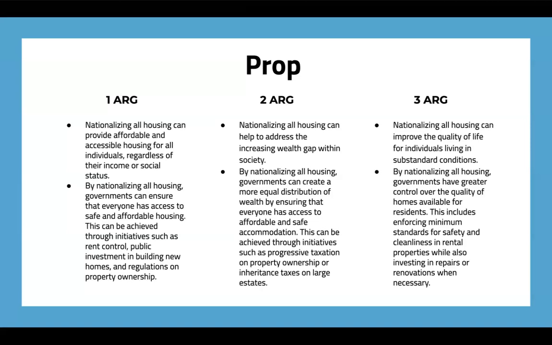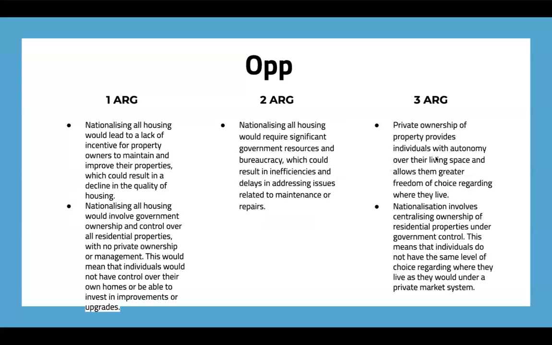And then lastly, it can improve the quality of life for individuals living in bad conditions. So as we know, landlords usually do not really care about the tenants. They care about the tenants' money. So that means painting over mold and just leaving it there, or not taking care of the rats that are running around in the apartment. And the government would be forced to take care of these things as they nationalize the housing instead of monetarily driven landlords.